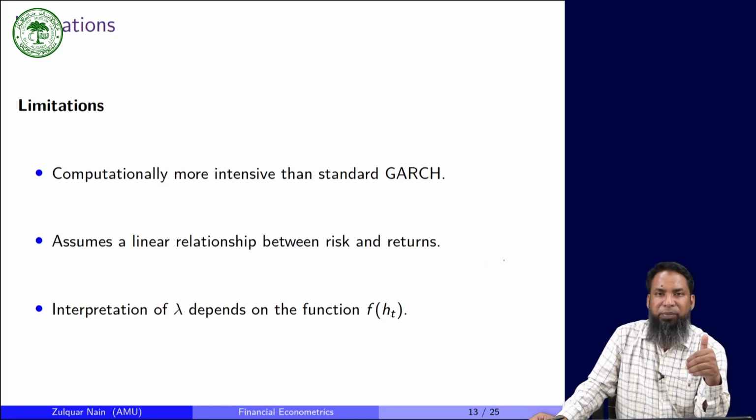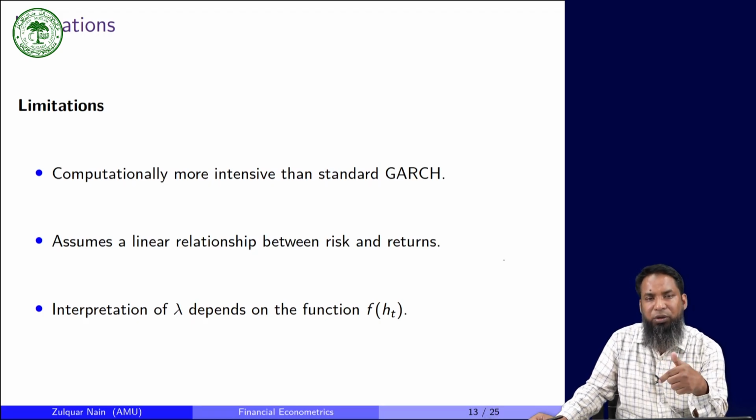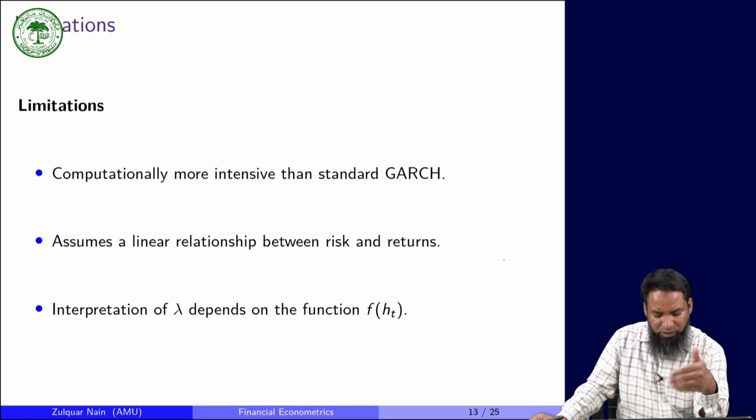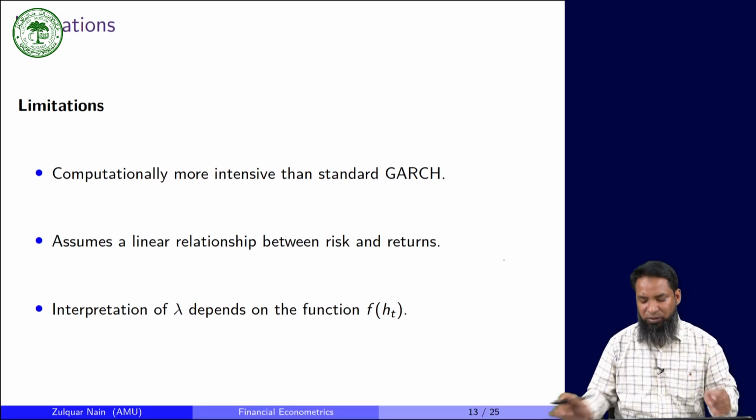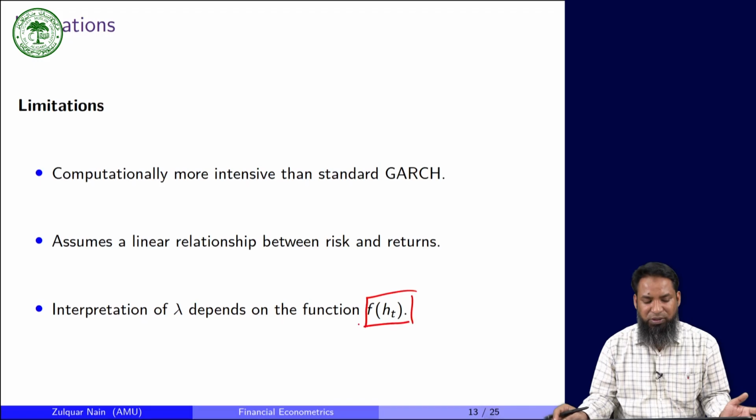However, there are certain limitations. First, it becomes very computationally intensive to estimate a GARCH in mean model compared to the standard GARCH model. Second, it assumes a linear relationship between risk and returns, though it could be non-linear in nature. Third, the interpretation of lambda depends on the functional form of the conditional variance term in the mean equation.